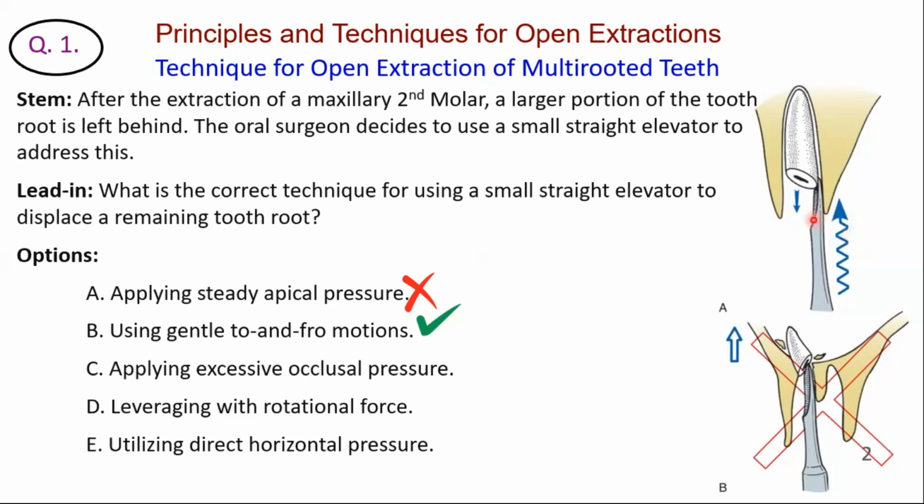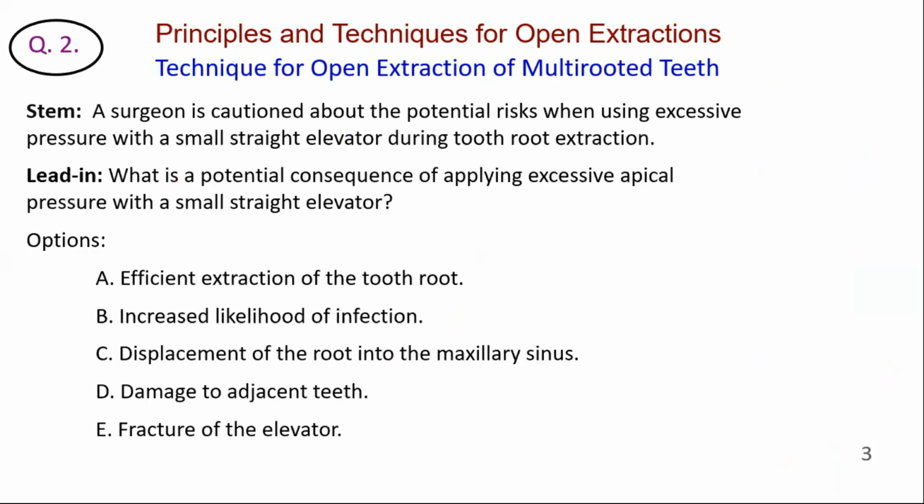Excessive pressure should not be applied. Excessive pressure should be avoided. Not recommended for this procedure. Does not apply to the desired technique. So the correct answer is B. The small straight elevator should be used with gentle to and fro motions to displace the tooth root occlusally without applying excessive pressure. A surgeon is cautioned about the potential risk when using excessive pressure with a small straight elevator during a tooth root extraction.